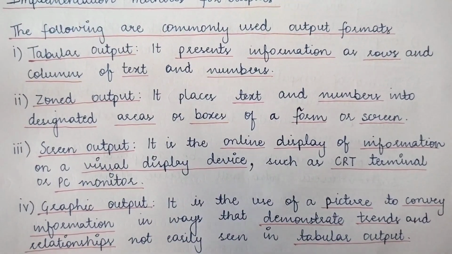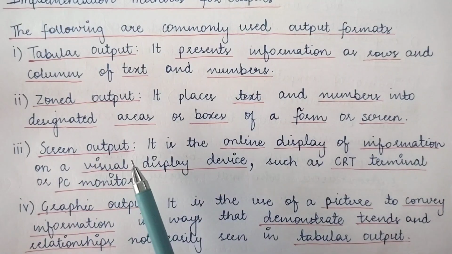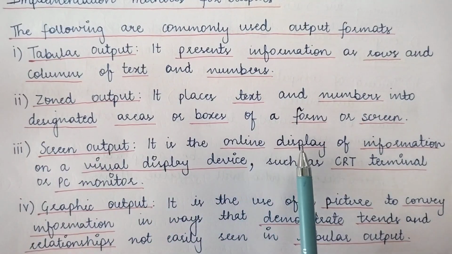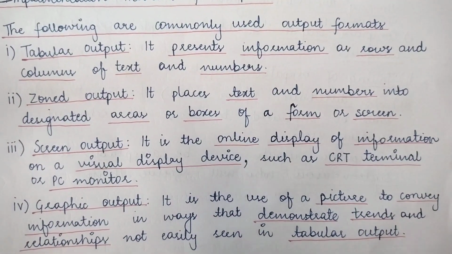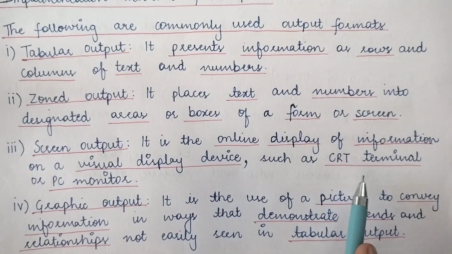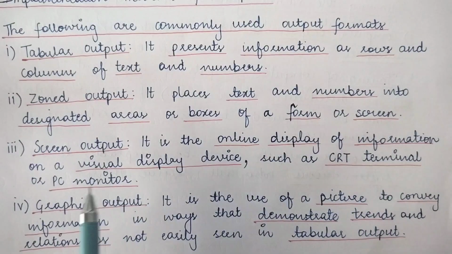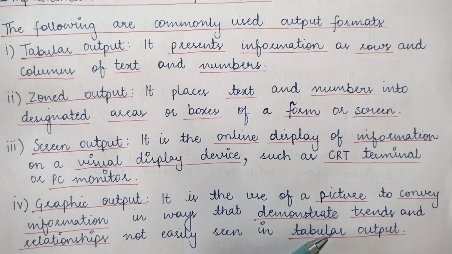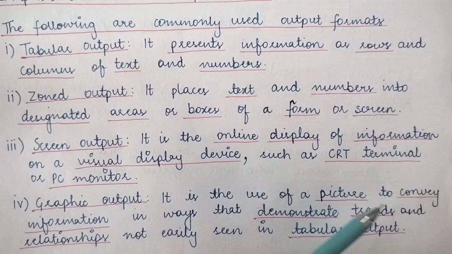Then the third way of implementing outputs is as screen outputs. In this format, it is an online display of information on a visual display device. It could be any screen such as your CRT terminal or PC monitor. CRT terminal, you know, is a cathode ray tube terminal. Again, it is a screen, and a PC monitor, that is your personal computer's monitor, is also a screen. So basically, online the information is displayed on some kind of screen.